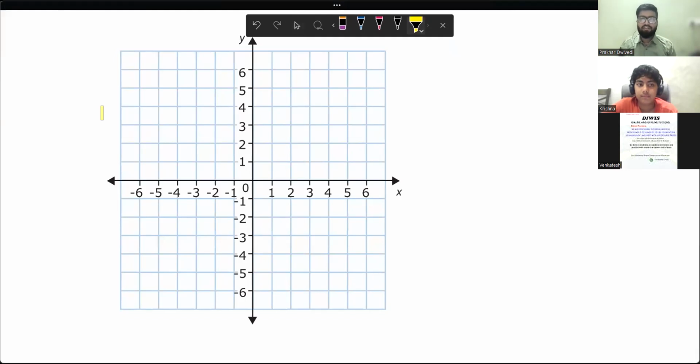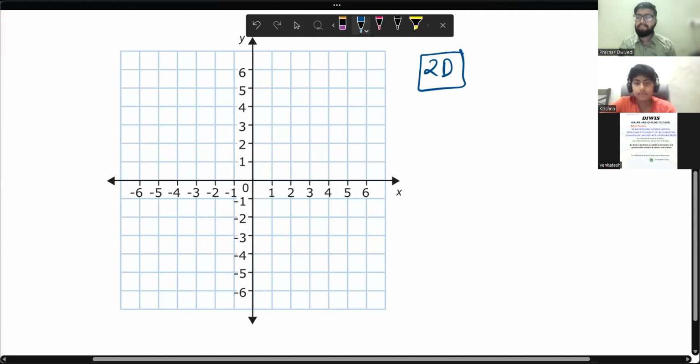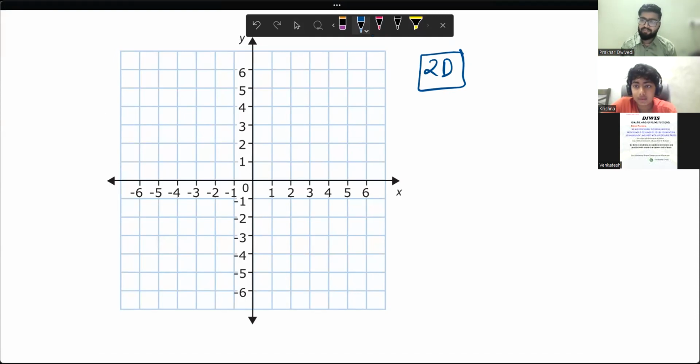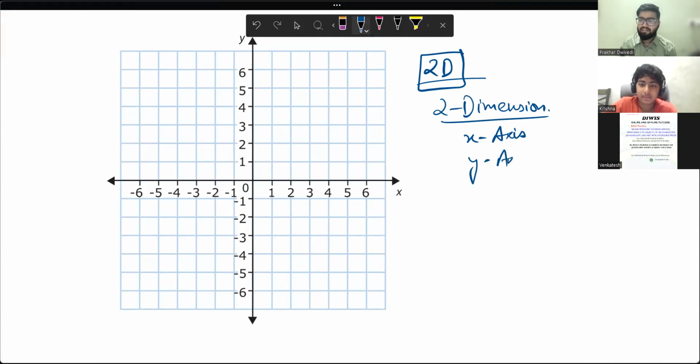Okay, so this is a kind of a 2D graph. Why is it a 2D graph? Because it has two dimensions to it. One is the x-axis, and the other is the y-axis.